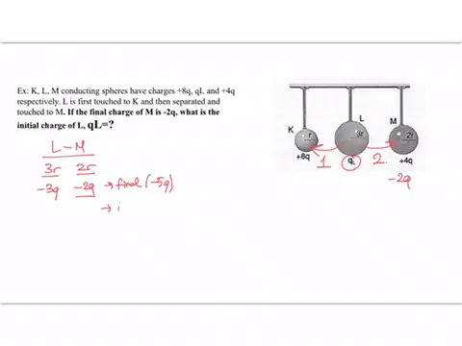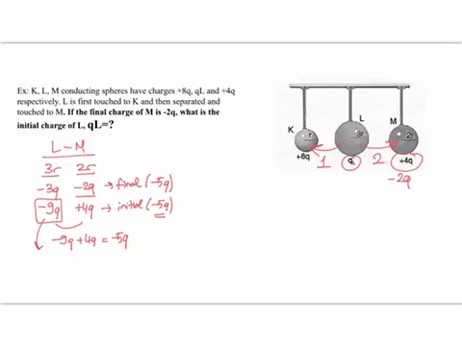As charge is conserved, the total charge again should be equal to minus 5Q. The charge of M is plus 4Q. So in order for the total charge to be minus 5Q, the charge of L should be equal to minus 9Q, because minus 9Q plus 4Q is equal to minus 5Q. So this minus 9Q is the charge of L after touching K.